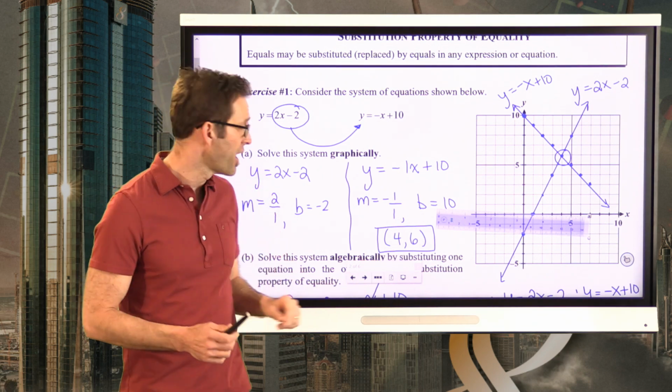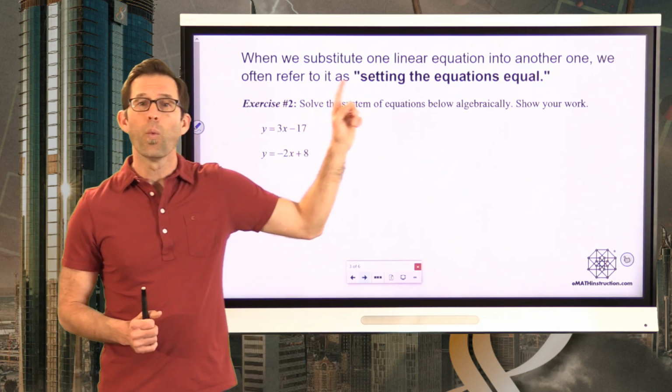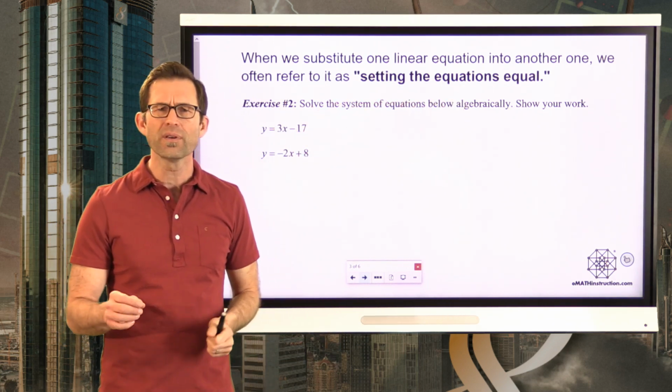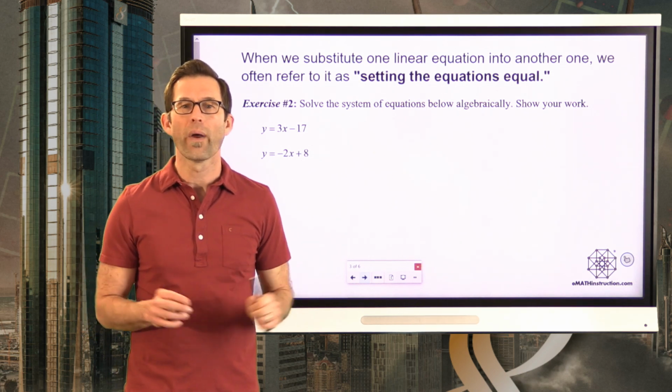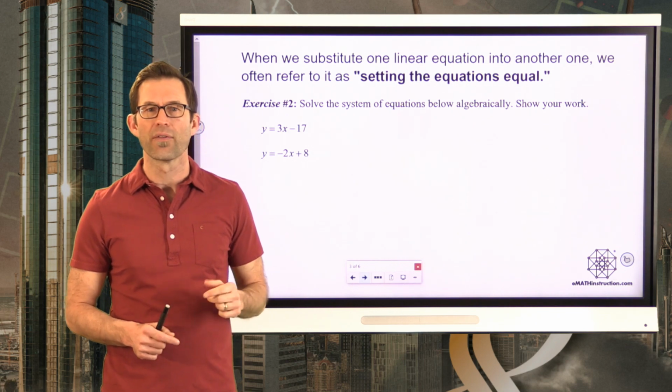Let's continue to look at that. Although, quite frankly, that's really the entire lesson. When we substitute one linear equation into another, we oftentimes refer to it as setting the equations equal, because that's kind of what it looks like. Let's go through number 2 together as well.